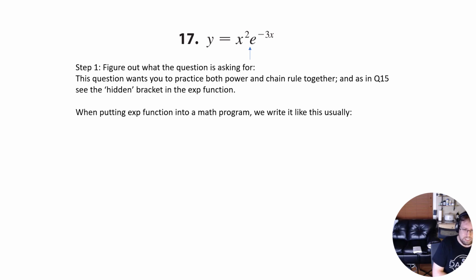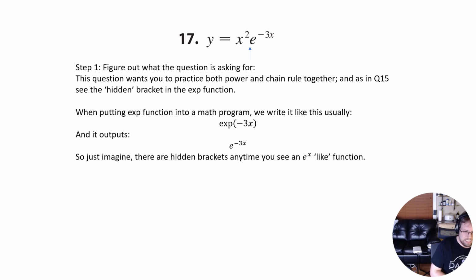If you were to put this into a math program like Maple or MATLAB, you'd have to write it like this. There'd be an exp function, an open bracket, and then your minus 3x inside it. And it would output this. So basically you just have to imagine there's hidden brackets anytime you see an exp function like this.